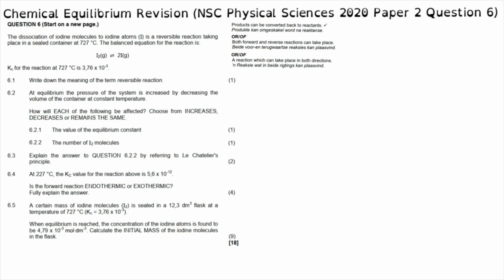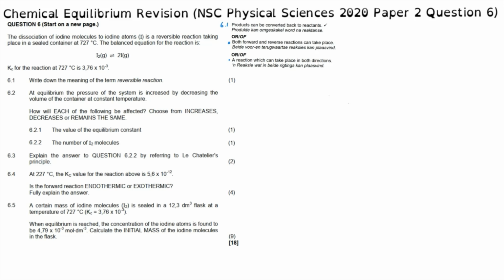Write down the meaning of the term reversible reaction. There are a number of different ways to define a reversible reaction, but anything along these lines works: the products can be converted back to reactants, or both the forward and reverse reactions can take place, or a reaction that can take place in both directions.